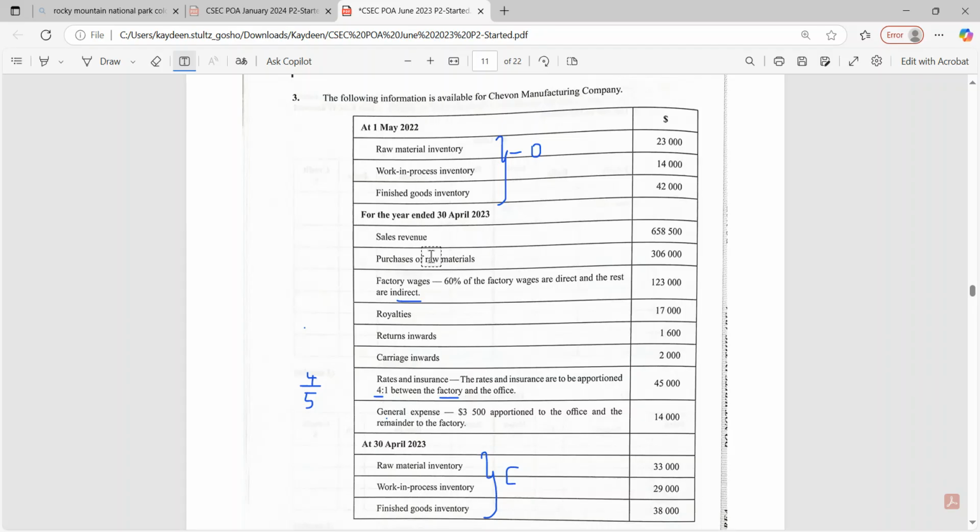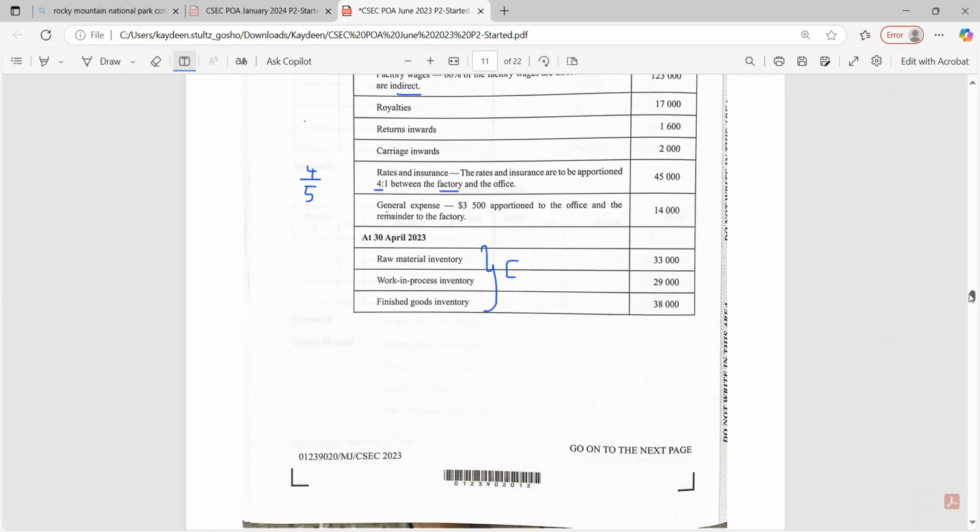So I'm going to call out the items. And while you're watching the video, I want you to indicate whether you know which ones are direct costs. So we have sales revenue, purchases of raw materials, factory wages. So 60% of the factory wages are direct and the rest are indirect. Royalties, returns inwards, carriage inwards, rates and insurance. The rates and insurance are to be apportioned 4-1 between the factory and the office. And general expense, $3,500 apportioned to the office and the remainder to the factory. All right, so you should hear the direct costs in there.